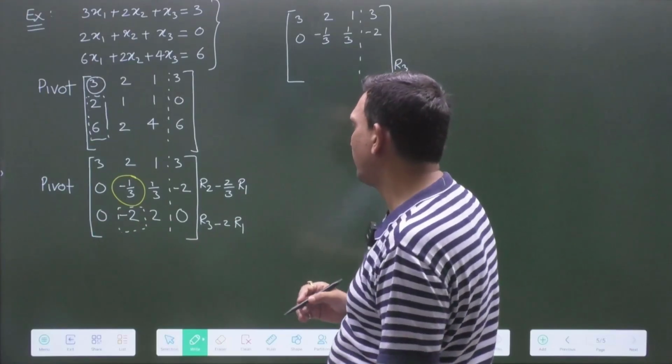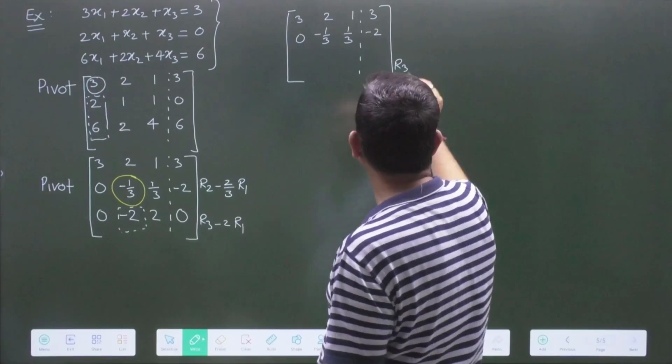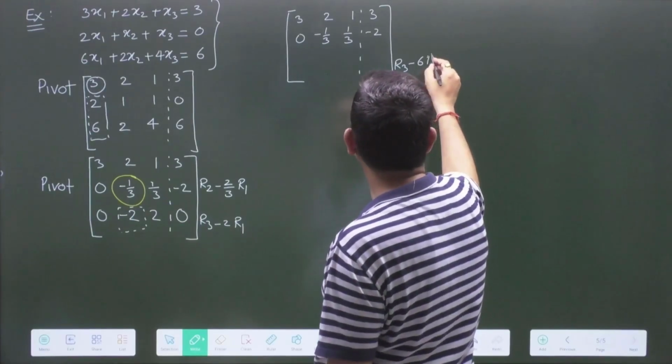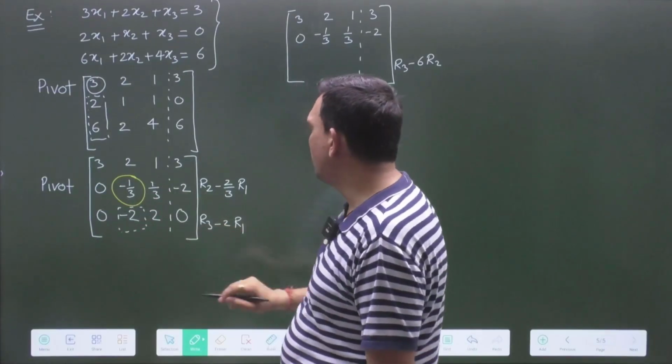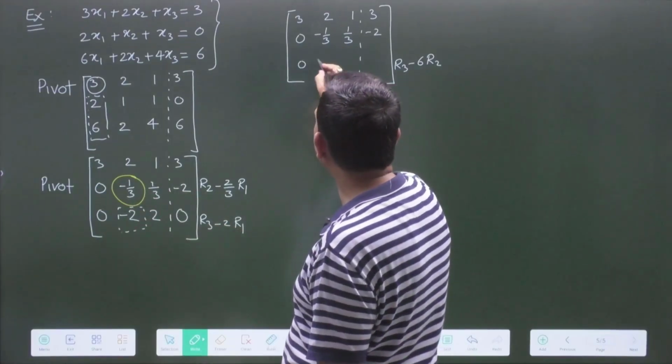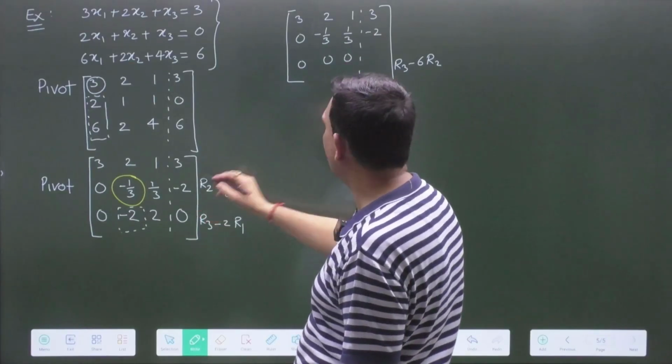R3 minus 6 R2, because this becomes plus 2, this becomes minus 2. So what will happen? This is 0, this is 0, this is also 0, and this is 12.